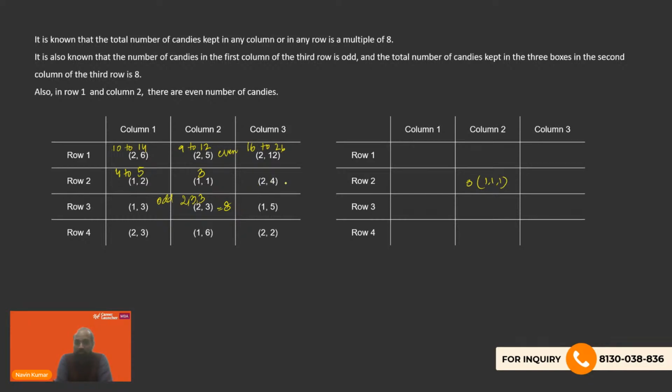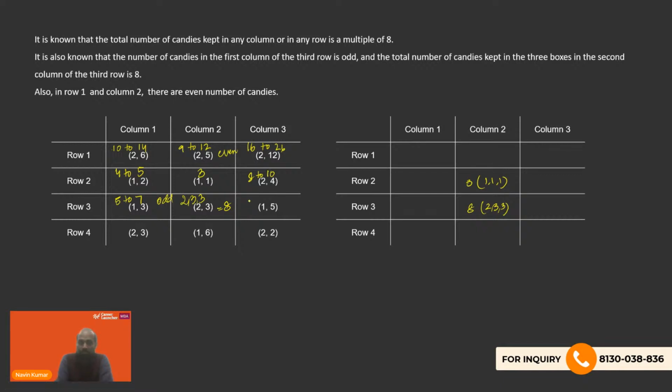Okay, column 3 of second row, the minimum is 2, 4, 4, which is going to be 8, and the maximum is going to be 2, 4, 4, which is going to be 10. Row 3, the minimum is 1, 1, 3, which is going to be 5, and maximum is going to be 1, 3, 3, which is going to be 7. For second column of third row, we know that it is 8 for sure, and it will come from when we take 2, 3, 3.